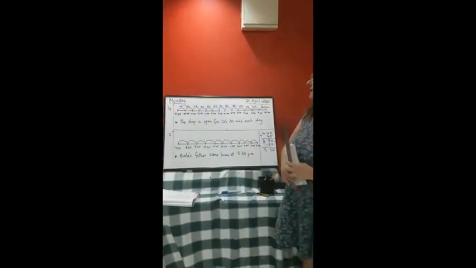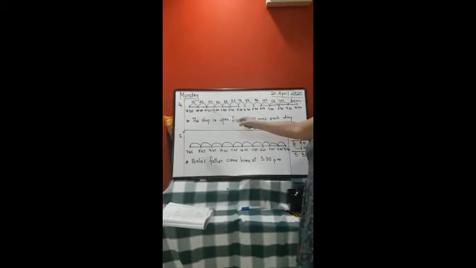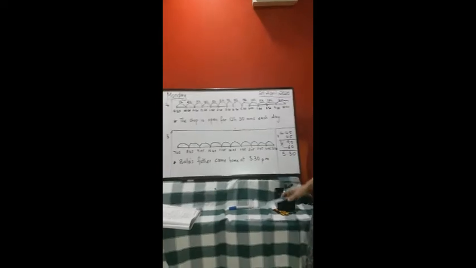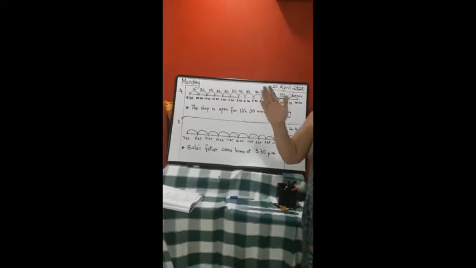Now they want to know for how long. That means they want to know the duration or the time. For how long is the shop open every day? So you can just start by drawing the timeline. Now this one has a lot of numbers, so your timeline has to be very close.